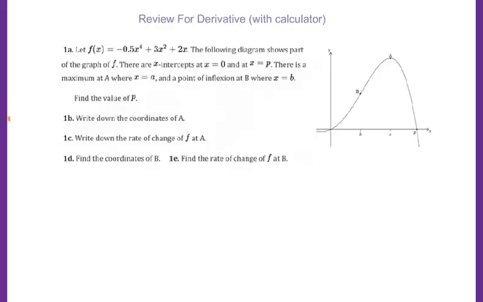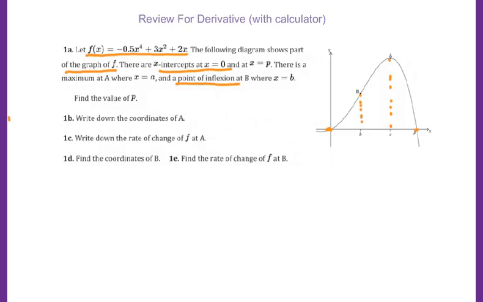1a, let f(x) equal this. The following diagram shows part of a graph of f. There are x-intercepts at x equals 0 and x equals p. There is a maximum at A where x equals a, and a point of inflection at B where x equals b. Then find the value of p.